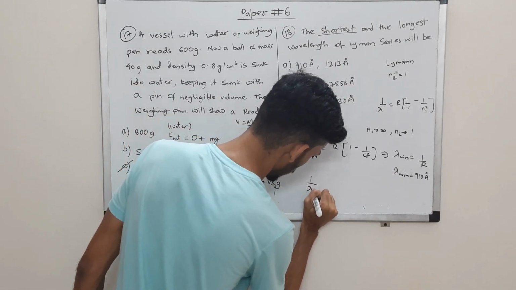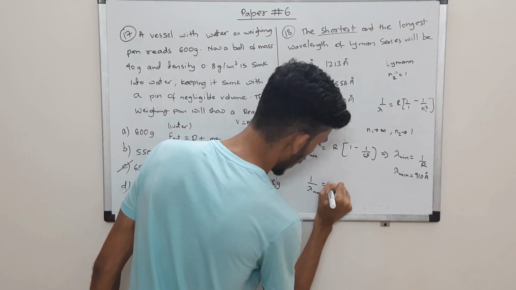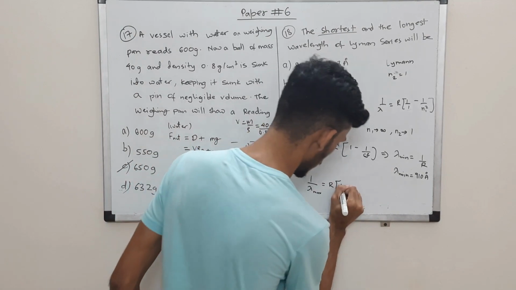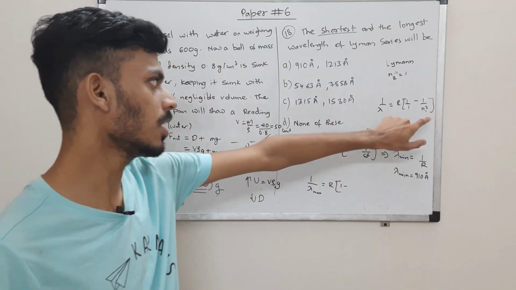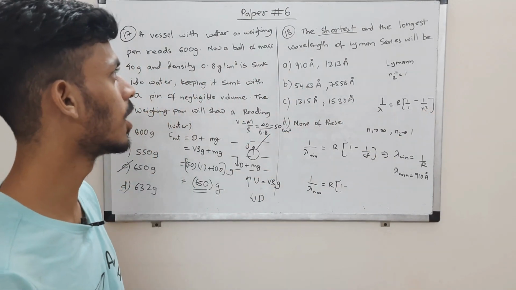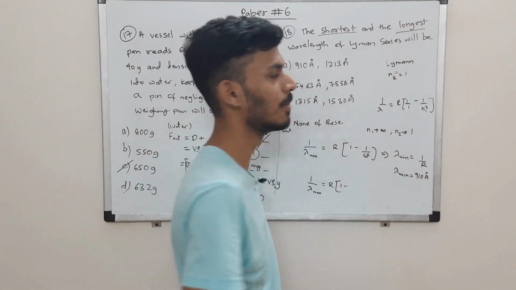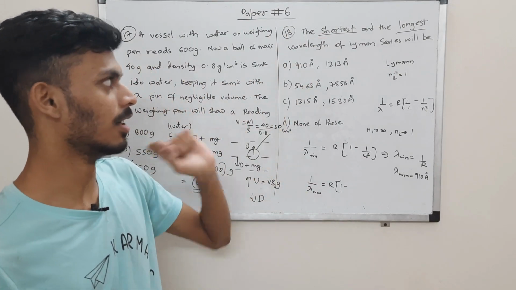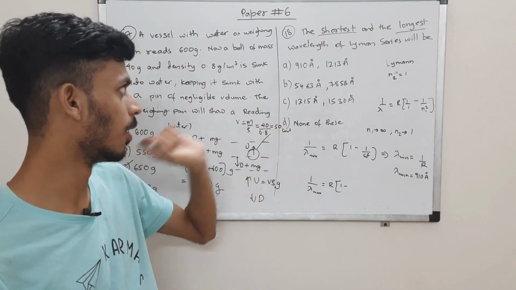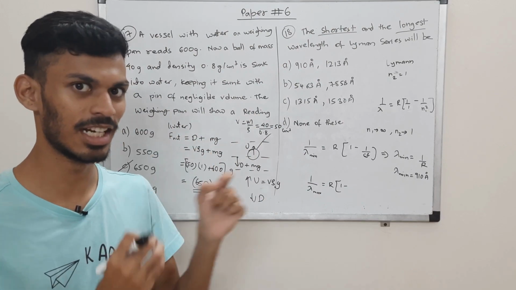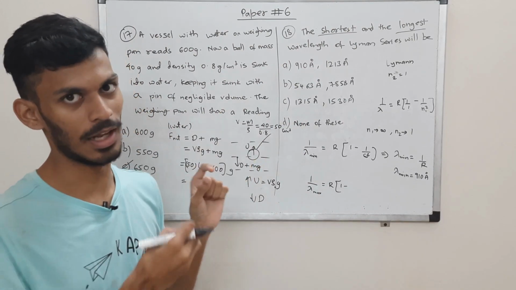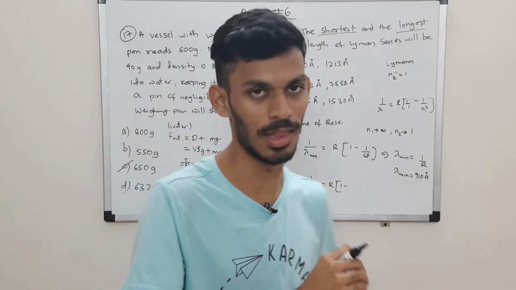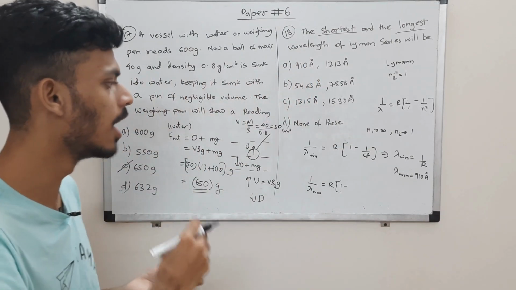For the longest wavelength, only n1 and n2 will change, but n2 will not change, it's the Lyman series. So n2 is 1 and n1 will change. For the longest wavelength it will be the shortest transition. Energy and wavelength are inversely proportional, so the longest wavelength will be for the shortest energy transition. So it is from 2 to 1, that is the shortest one. Everything has to come down to 1 in case of Lyman series, so it's from 2 to 1.